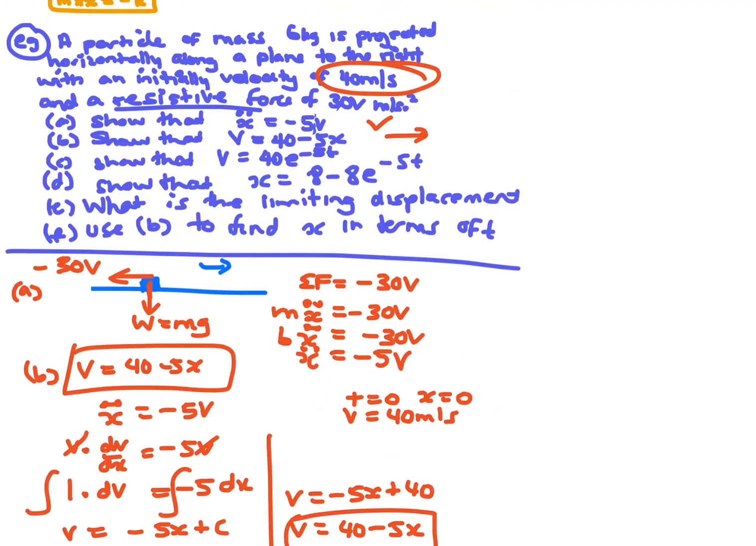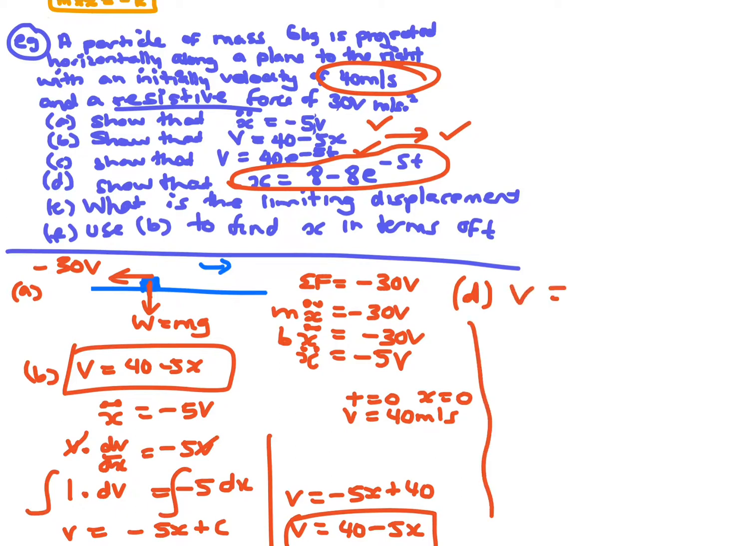So we've got the acceleration is minus 5v. We've done this one. We've shown that v equals 40 e to the minus 5t. And now we need to show this here. Now, to get the displacement, that's part d, we could get it using the things that we've just found.